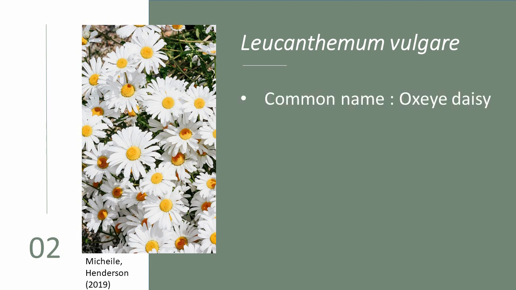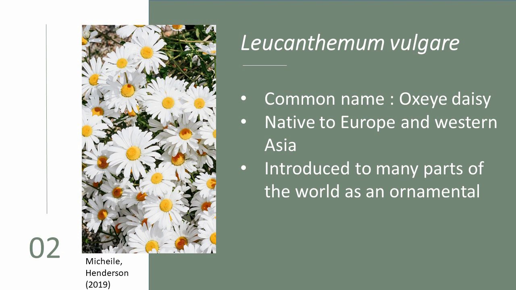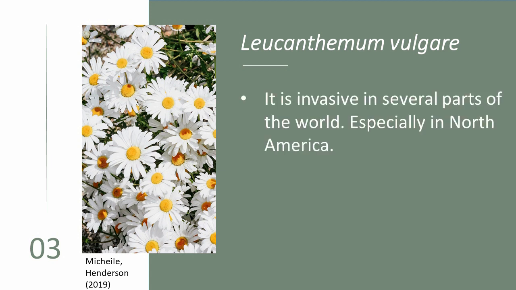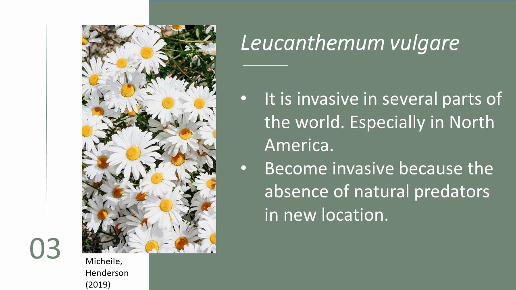Leucanthemum vulgare, or oxeye daisy, is a perennial forb native to Europe and Western Asia. Oxeye daisy has been introduced to many parts of the world as an ornamental plant. Now, it can be found on all continents except Antarctica. It is invasive in several parts of the world, especially in North America, because of the absence of natural predators in new habitats.